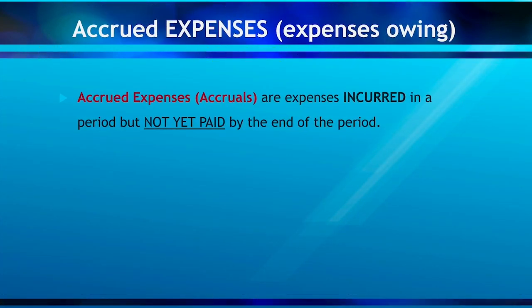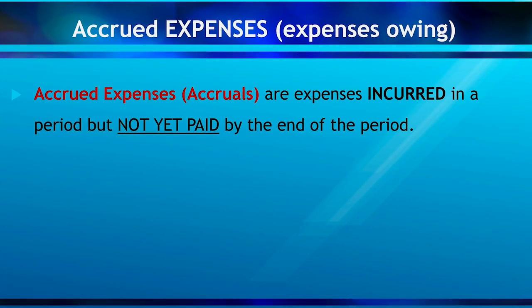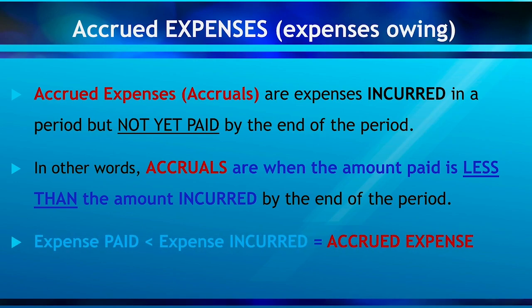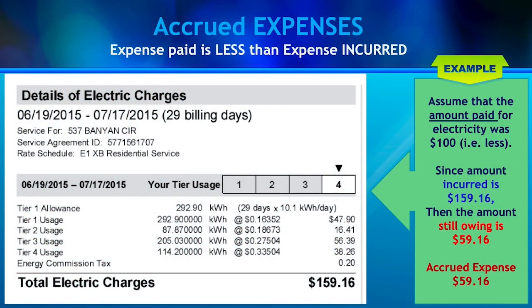So this brings us to the definitions of two of our adjusting entries. Remember, we have four of them: accrued expenses, accrued revenue, prepaid expenses, prepaid revenue. But since we are dealing with expenses, our first one is accrued expense. And accrued expenses are expenses incurred in the period but not yet paid by the end of the period. In other words, you are still owing money. So once again, whenever you pay less, it means that you are owing money, and that is called an accrual. So let's take a look at our bill again. Once again, how much was incurred?